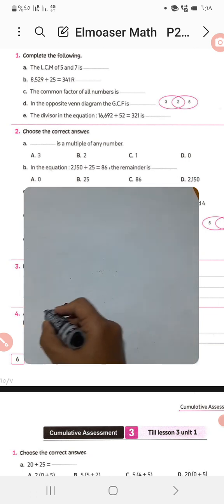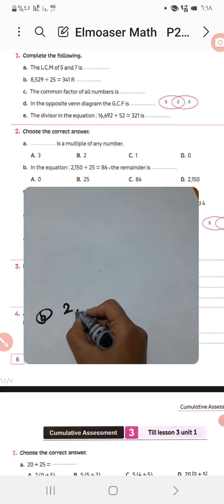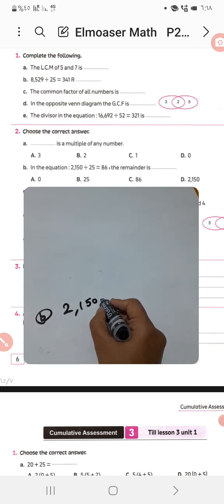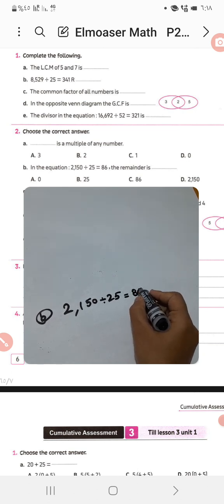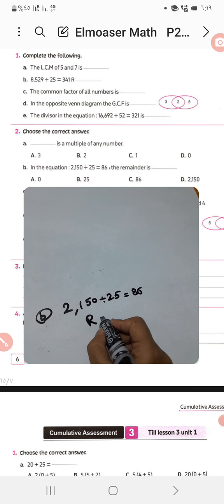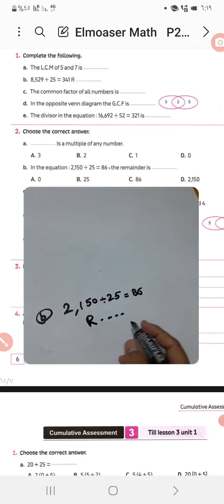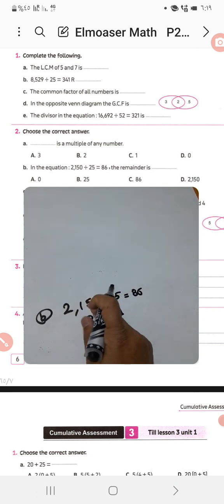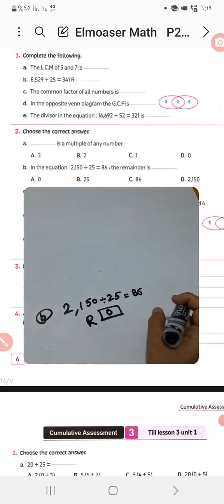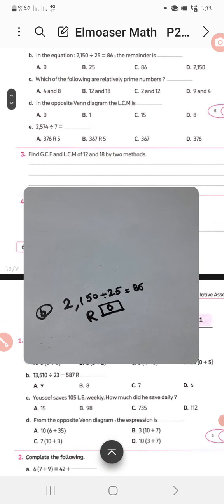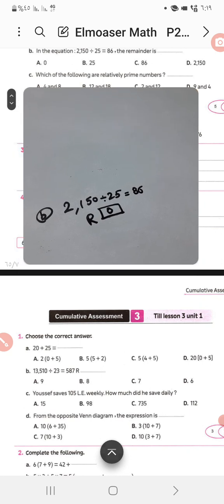Question letter B, in the equation 2,150 divided by 25 equals 86, then the remainder is blank. He asked about what? The remainder. In this example, the remainder will be 0. Why? Because 2,150 divided by 25 equals 86 exactly. So the remainder here is 0. We don't have a remainder.